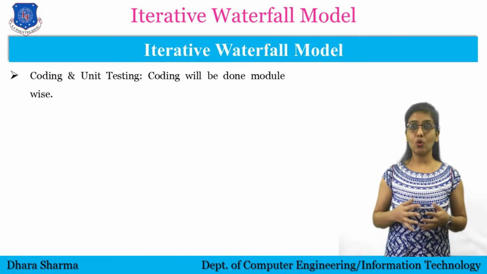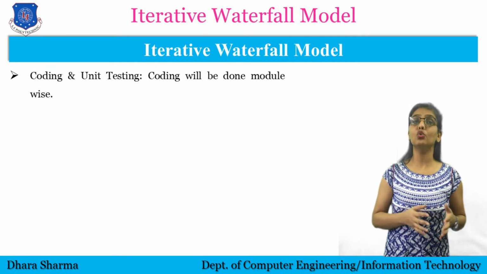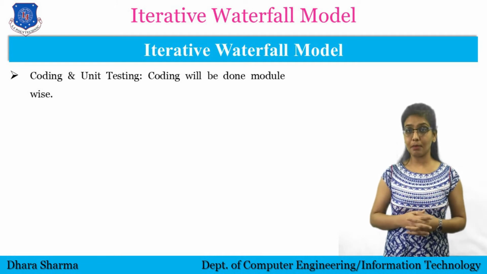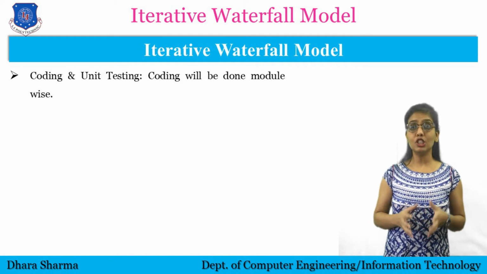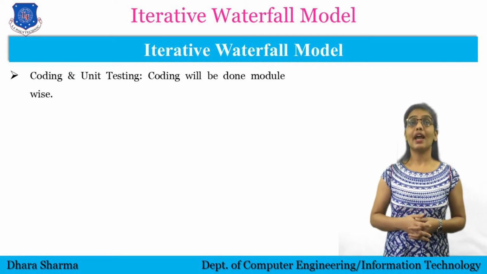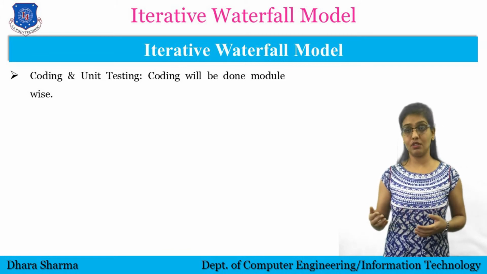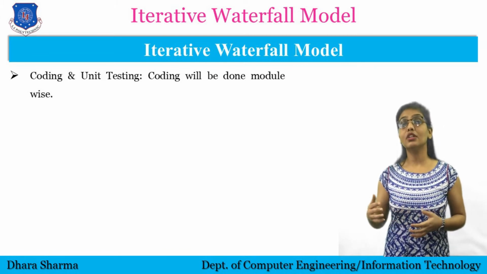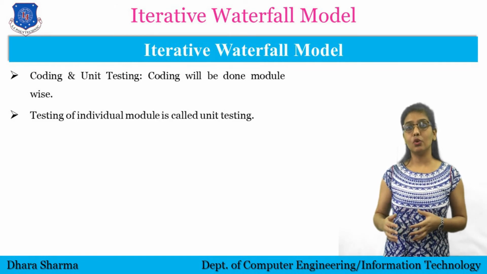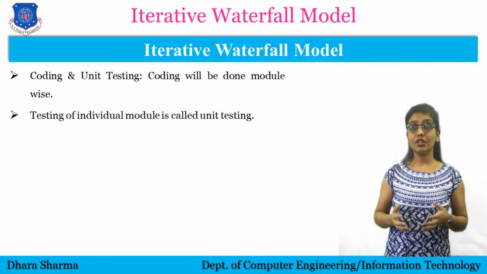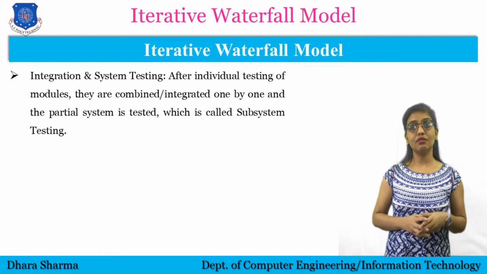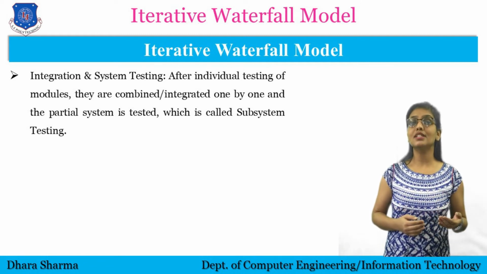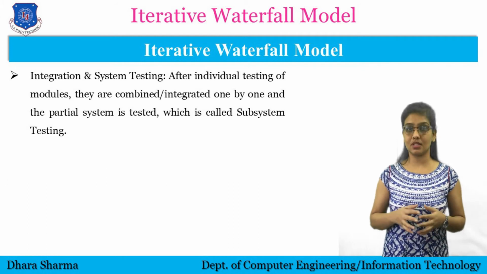After the design phase, coding will be started. Coding will be done module wise because for efficient development of software, it is divided into multiple parts called modules. So each module is developed individually and each module is tested individually to check whether it is working properly or not. Testing of an individual module is called unit testing. After individual testing of each module, modules are combined or integrated one by one. After integration of modules one by one, the partial system is tested. That is known as subsystem testing.